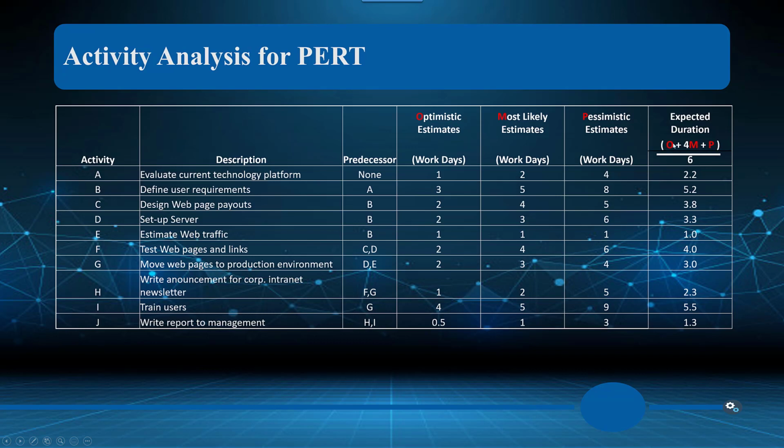That gives us 6 entries. So that's why we're going to divide by 6 to find the average. So what we've done is we've taken 1 plus 4 times the 2 plus 1 of the 4 divided by 6, and we get an expected duration. So this can give us more of a realistic duration of the work days that it's going to take.